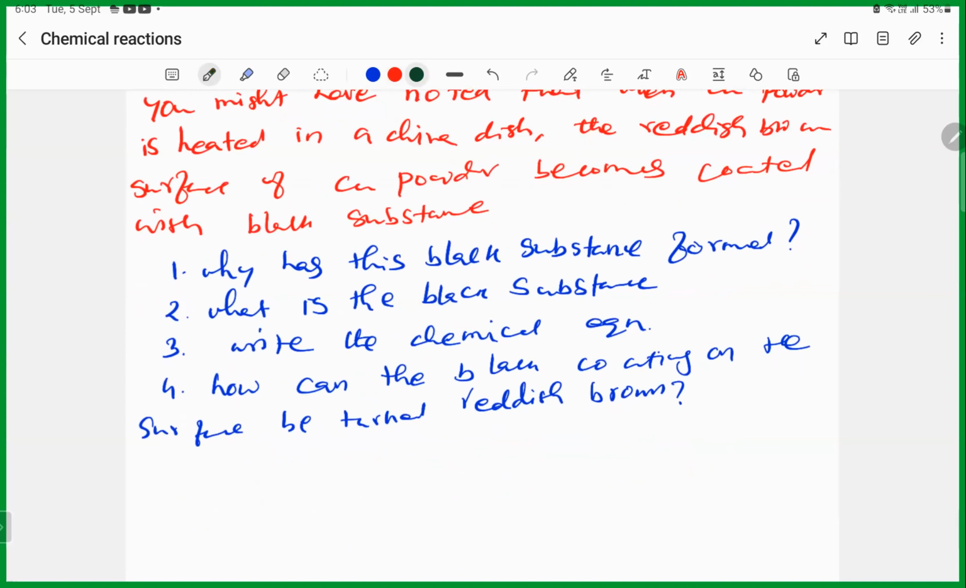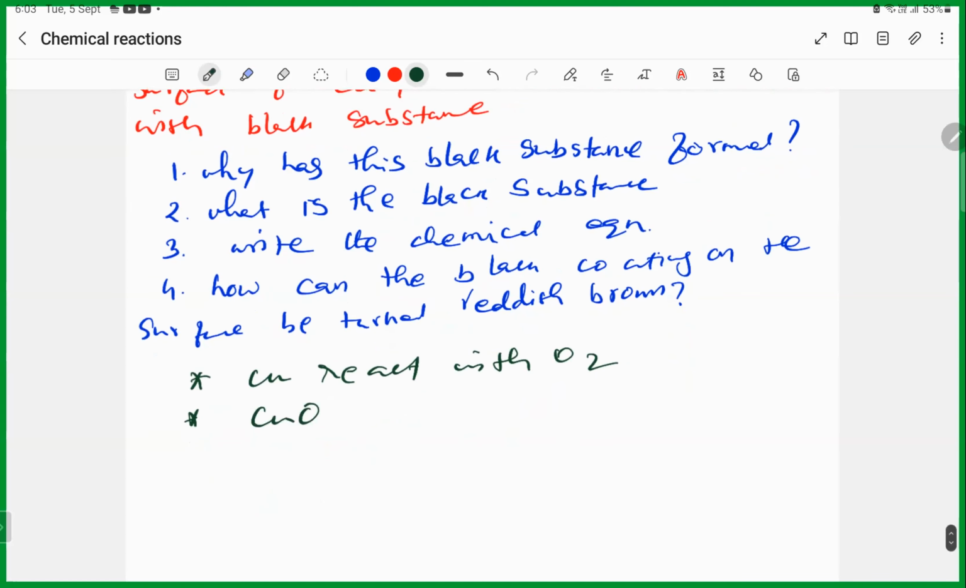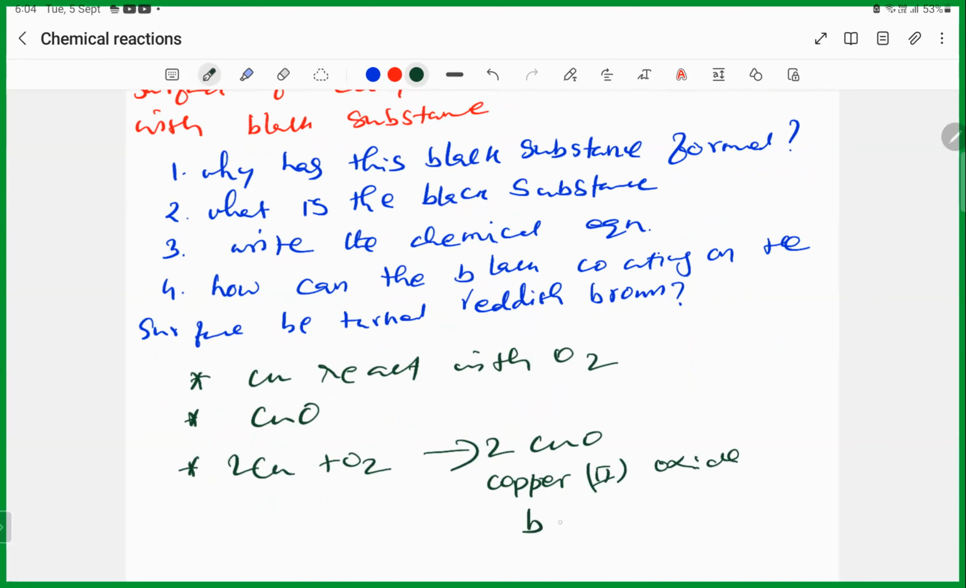Number 1, why has this black coating formed? Sir, the black substance is formed because the copper reacts with oxygen. And number two, what is the black substance? Copper oxide. And what is the chemical reaction? 2Cu plus O2 gives 2CuO. Copper oxide is black, and copper 1 oxide is red in color. Okay.